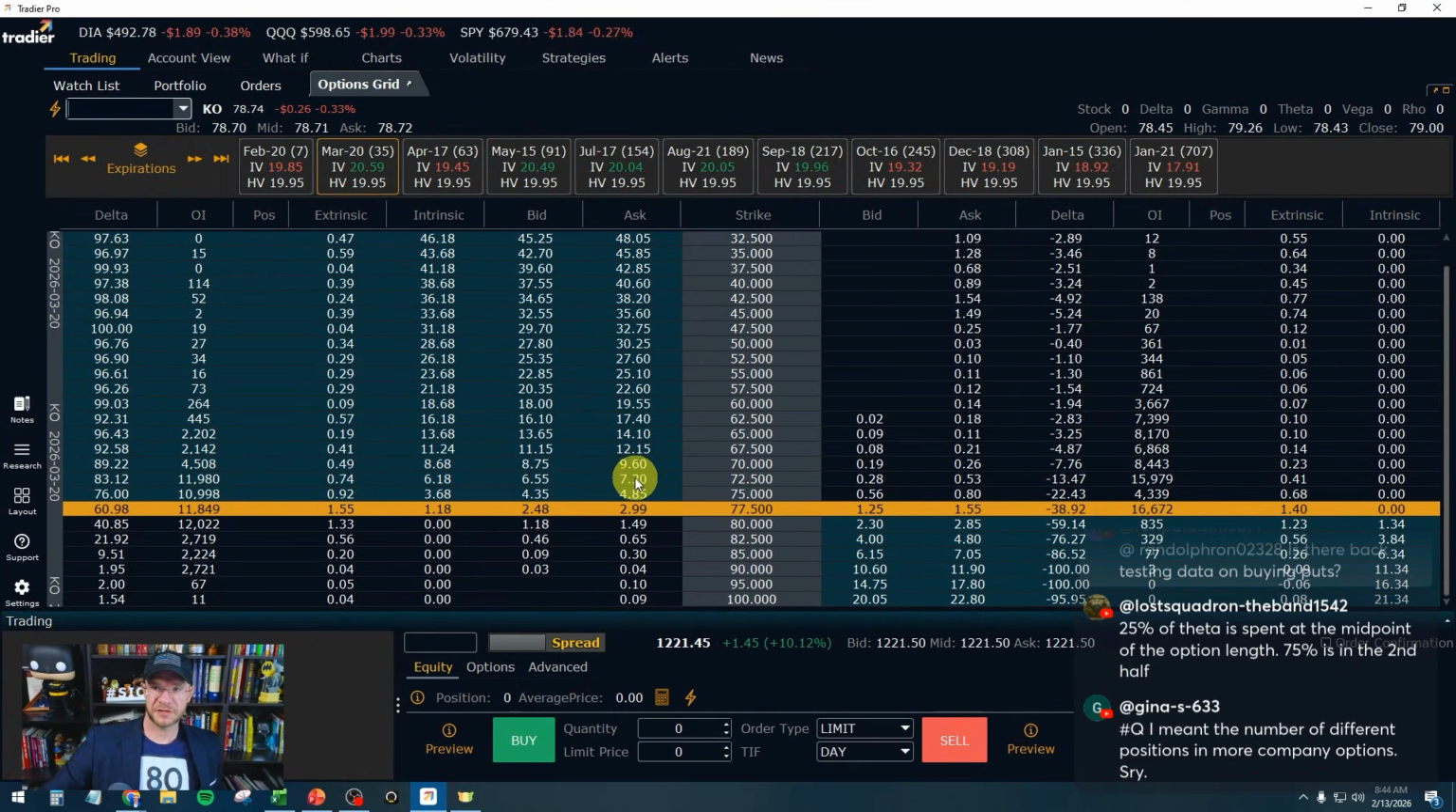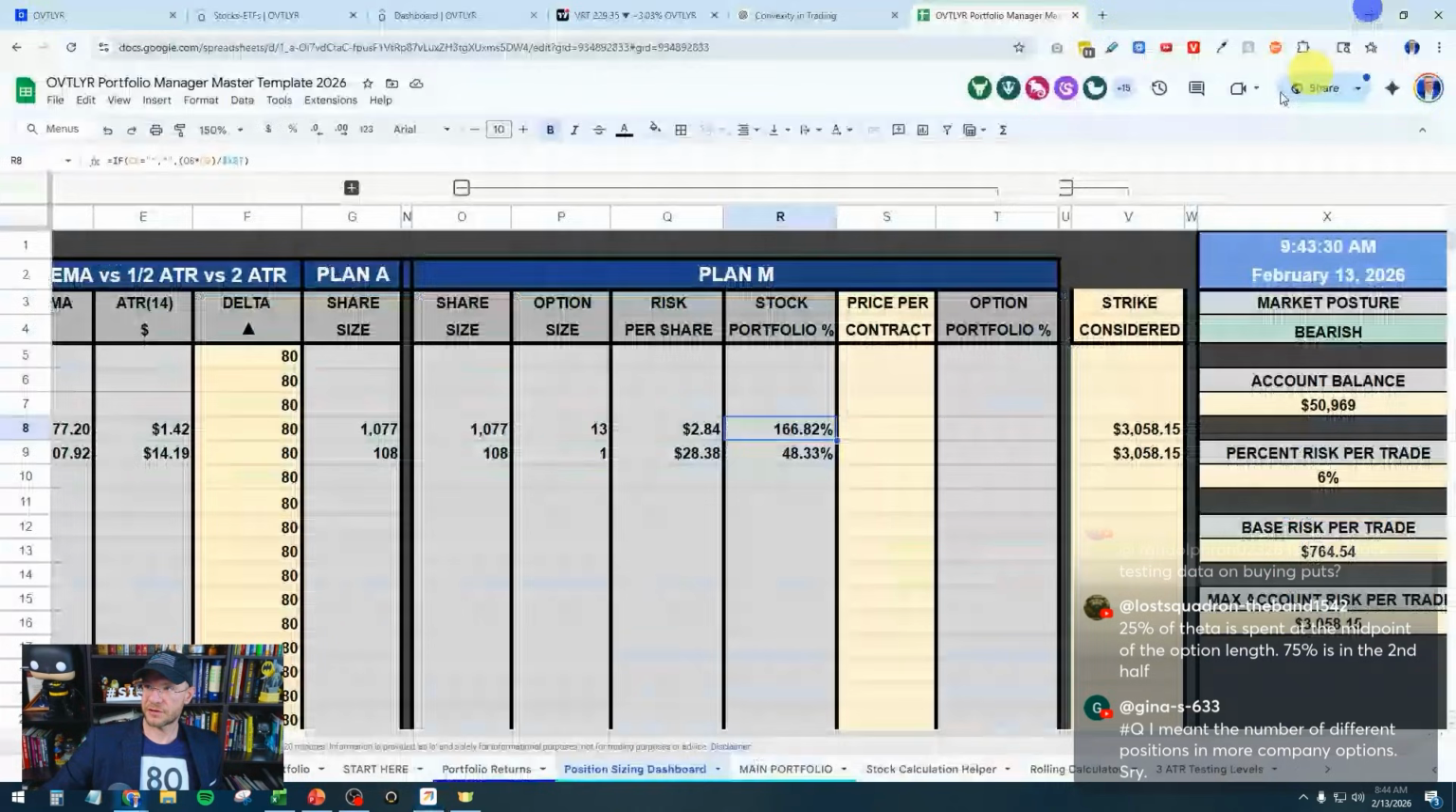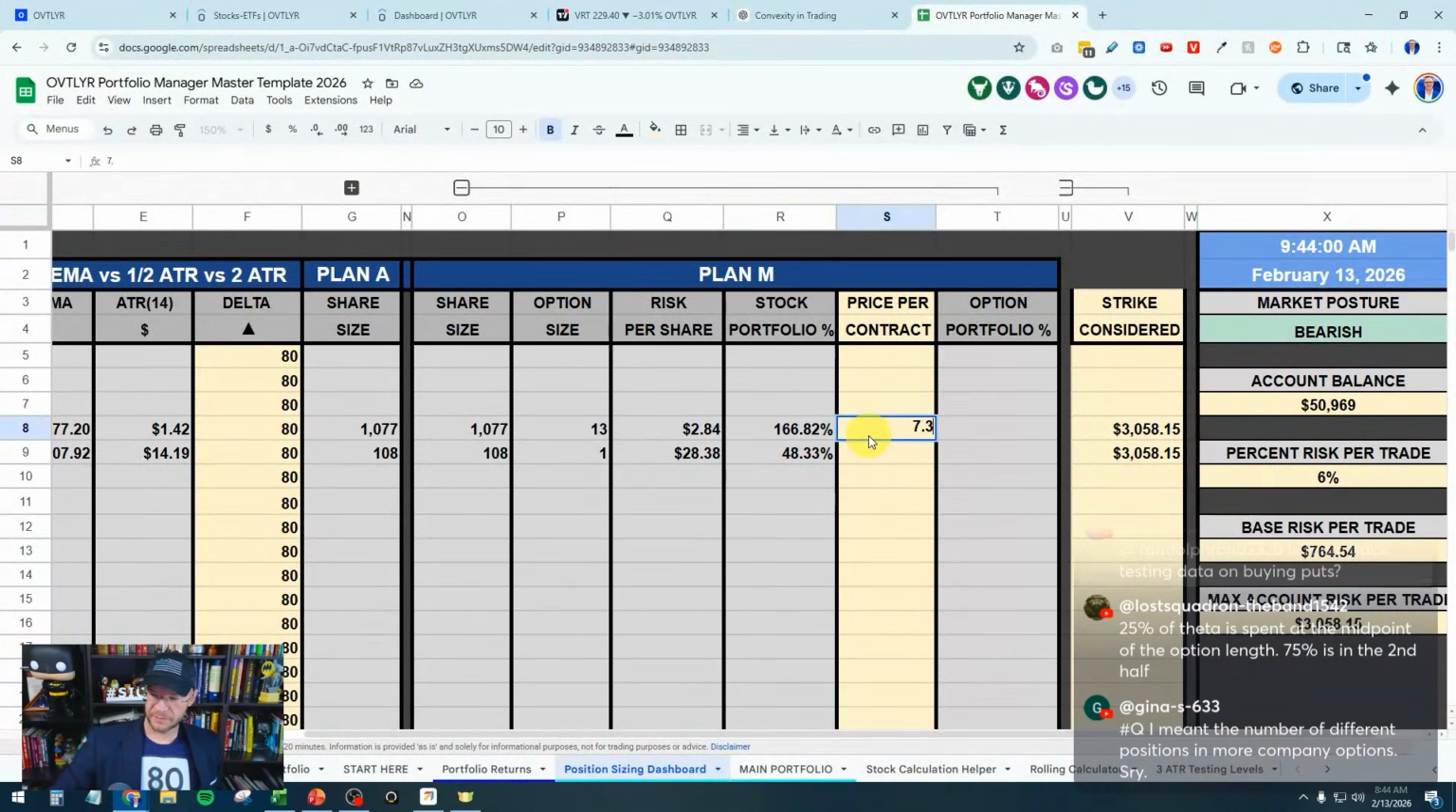all that open interest. And let's say that we spent $7.30. Okay, $7.30. That would actually be 18% of our portfolio. Only 18% of the portfolio to put on a position size that's equivalent to 166% of our portfolio. Probably a number called like leverage factor around here somewhere.